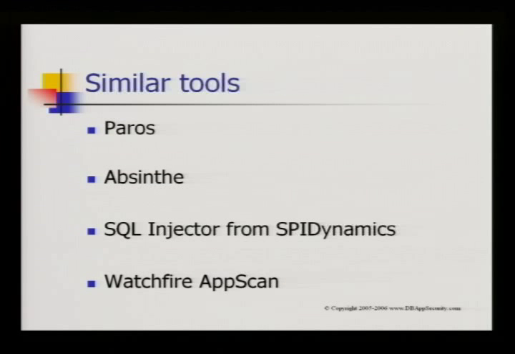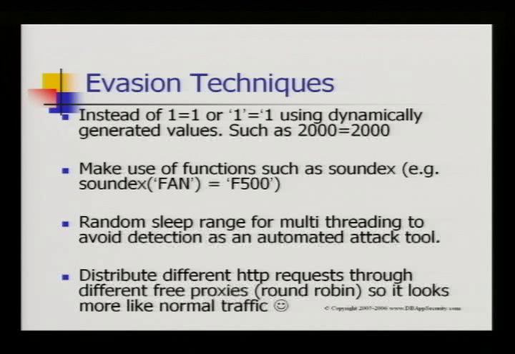So, similar tools. I don't know if they're so similar, but I'll put them here. Evasion techniques. This is an interesting part, right? Most IDSs will detect, okay, 1 equals 1 or some of the patterns, but it's an iteration. Last year at Black Hat, I presented defense techniques against SQL injection. It's quite hard. To think about it, there are so many variations.